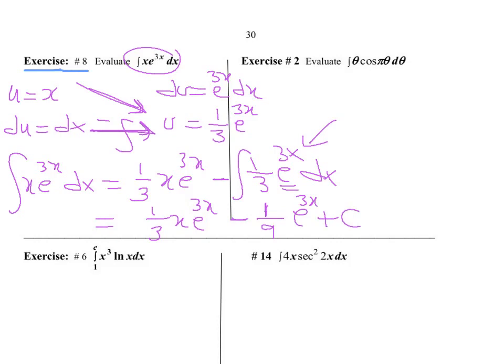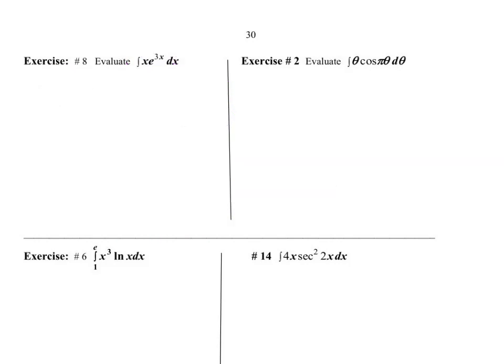Now from this exercise we have learned that when we have a polynomial like x or x squared with an exponential, the polynomial has to be taken as u, and dv has to be the exponential. Now we have seen from this exercise that if we had an x or x squared with exponential, then x has to be taken as u.